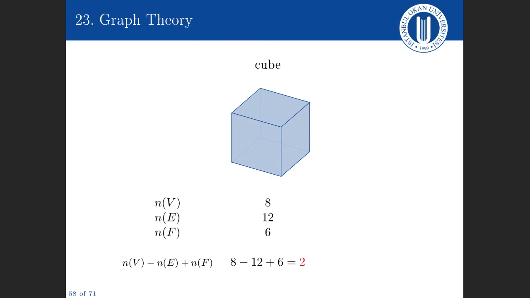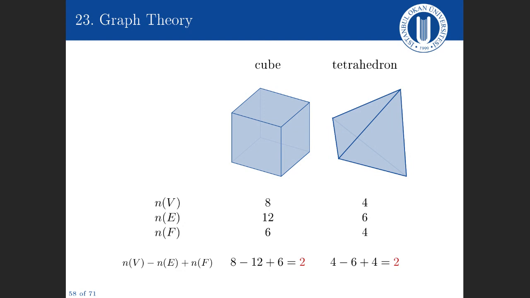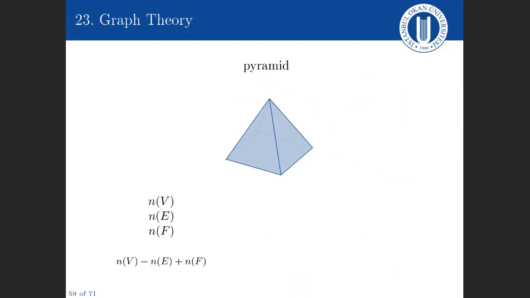Let's look at another three-dimensional polyhedron. For example, a tetrahedron. A tetrahedron has four vertices, six edges, and four faces. Euler's formula, 4 minus 6 plus 4 is equal to 2. This is interesting. 2 again. Is that a coincidence? Let's carry on. Next, what about a pyramid? A square-based pyramid. A pyramid has five vertices, one at the top and four at the bottom, eight edges, and five faces. 5 minus 8 plus 5 is, oh, 2 again.